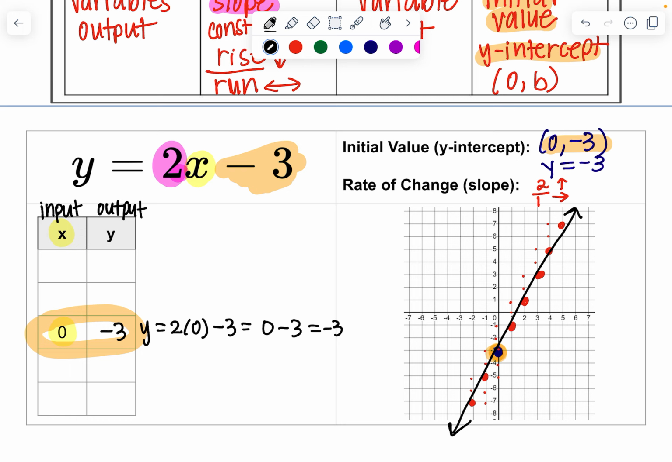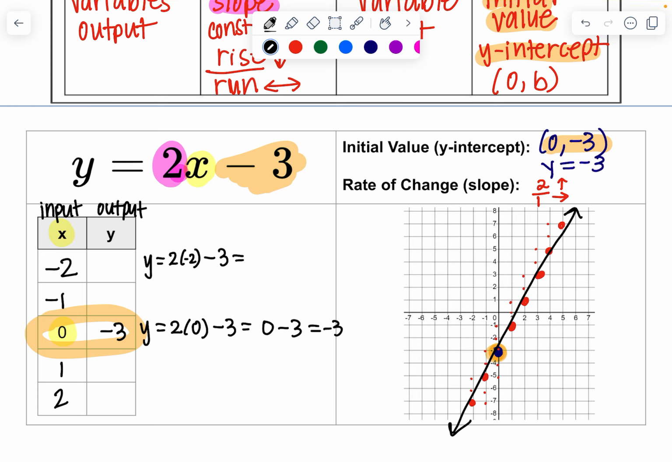They didn't give me other inputs, but I can choose. So I can pick any numbers I want, right? Maybe I pick 1, maybe I pick 2, maybe I pick -1 and -2 just to see. But really, I could pick whatever numbers I want, and I would just apply the same idea. I'll start with my equation, y equals 2x minus 3. Instead of x, I'll plug in my input. So for here, it's -2.